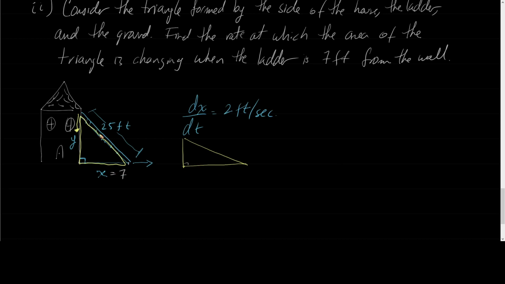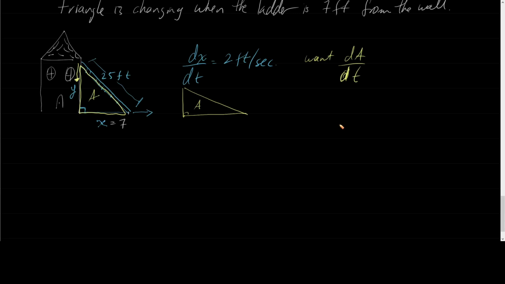So the idea here is, as this is falling, how is this area changing? So what we want is dA/dt, right? And the next thing we need to figure out is, how do we relate these sides with the area? Well, we know what the area of a triangle is. The area of a triangle is its base times its height divided by 2, or times 1/2.